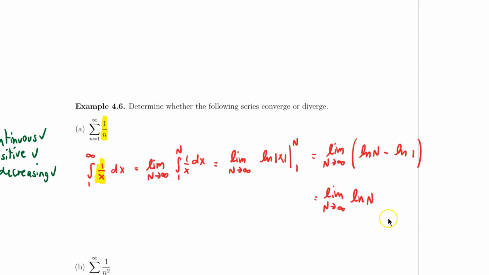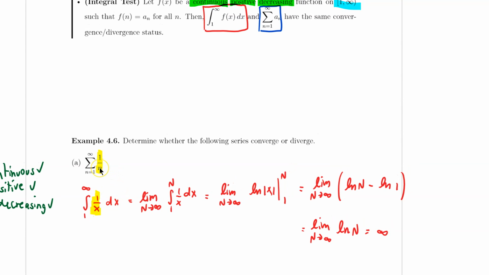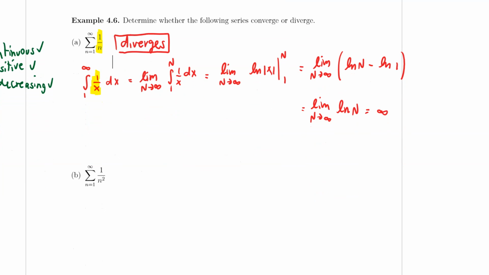When n gets really large, log of n is definitely going to get really large as well. So this limit is going to be infinity. That means this integral diverges. So I can now conclude that because the integral diverges, the original series must also diverge. I can conclude using the integral test that this is going to diverge. And this makes sense because this is just the harmonic series, the p series when p equals 1. So it diverges.